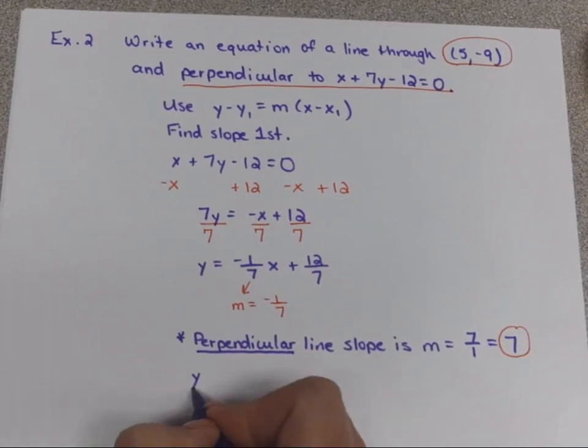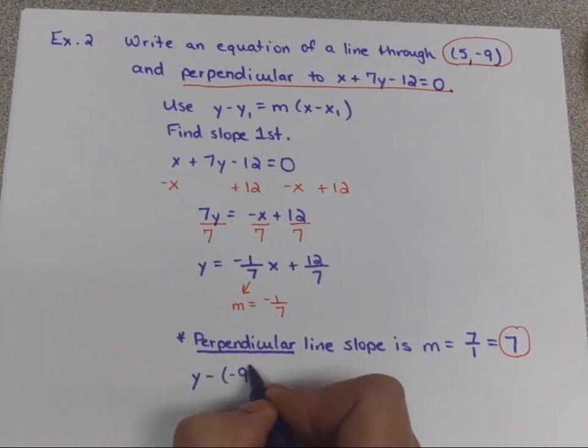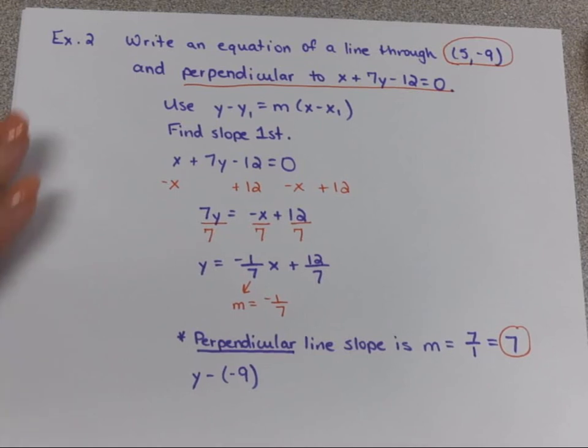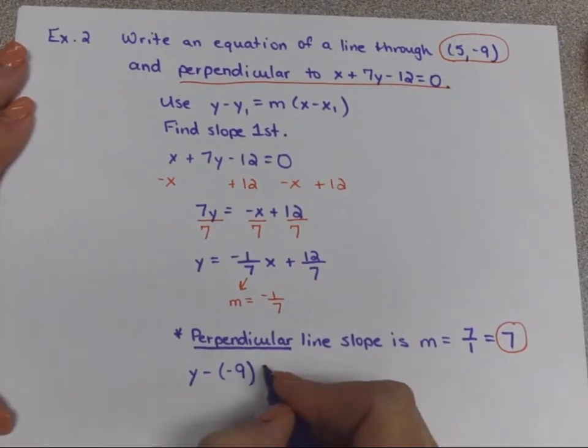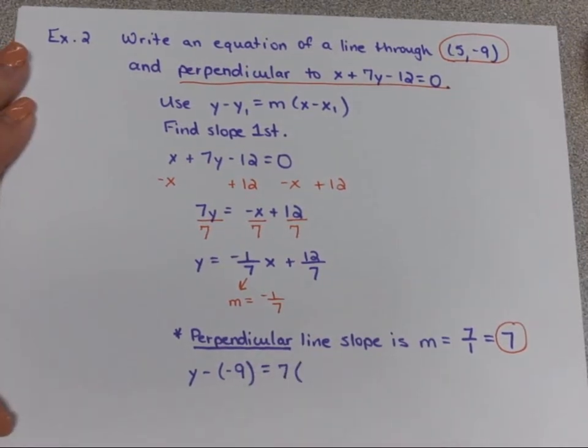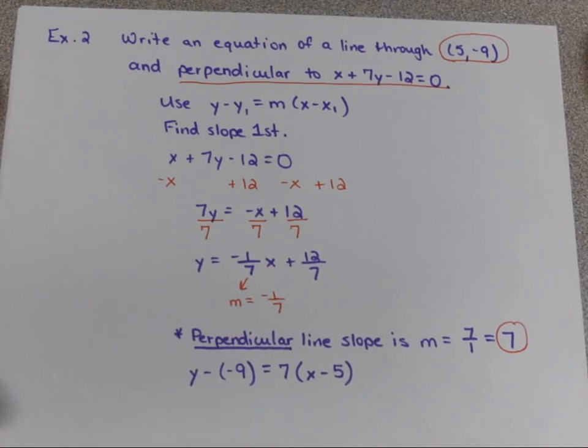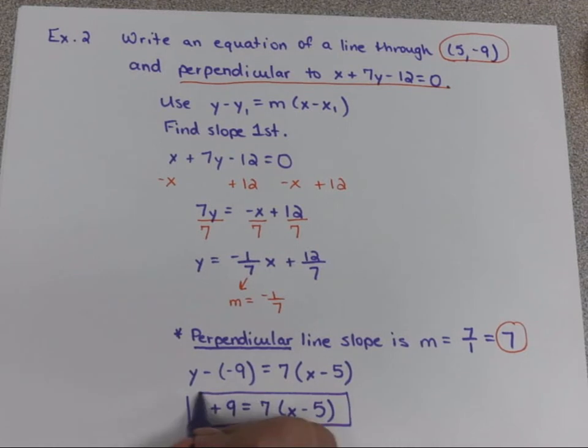So we've got y minus negative 9. Notice we end up with a double negative there. We'll talk about that in a minute. But it's y minus whatever the y value is equals what? Y'all tell me. 7 times parentheses x minus the x value, which is what in the point? 5. Okay. So if you were asked to do point-slope, the only thing that you'll need to clean up is this minus a negative changes to a positive. Okay, so if you're asked for point-slope, this is it.